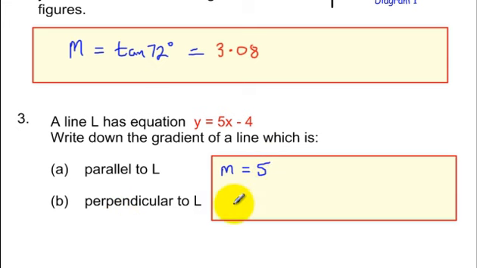A line that's perpendicular to L. Now perpendicular lines follow the rule that m1 m2 is equal to negative 1. So when we multiply the two gradients of two perpendicular lines, the answer is minus 1. Now, if one of these gradients is 5, we have to work out what we'll multiply by 5 to give minus 1. 5 times a fifth is plus 1, 5 times minus a fifth will give us minus 1. So the gradient of a line perpendicular to L will be m is equal to negative 1/5.